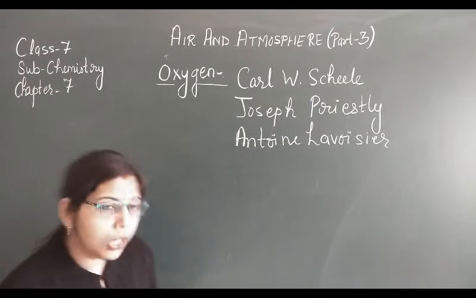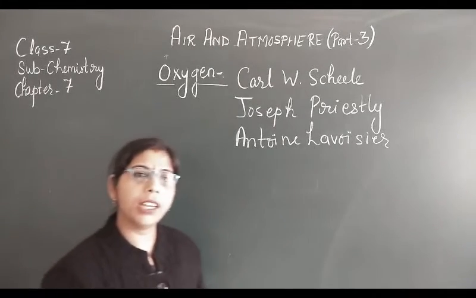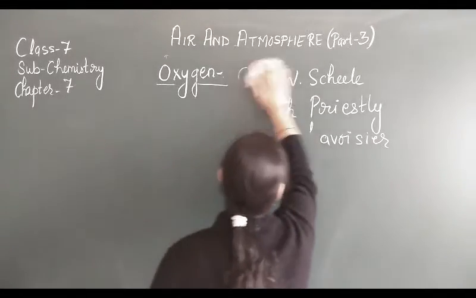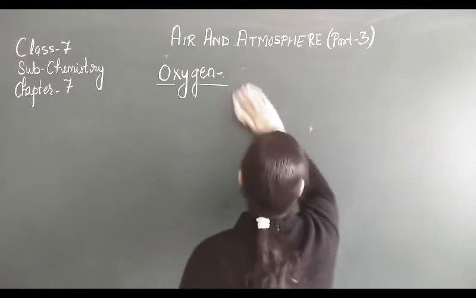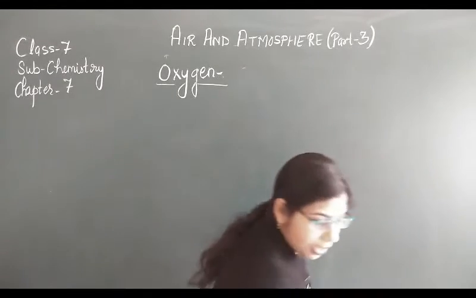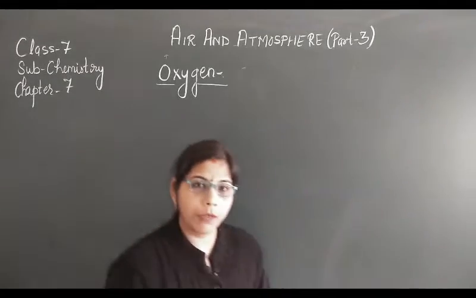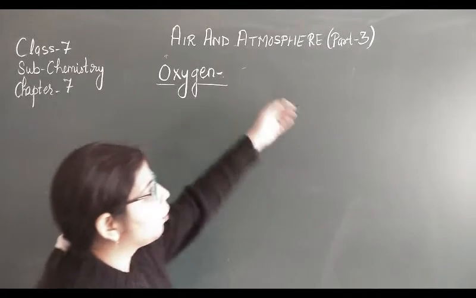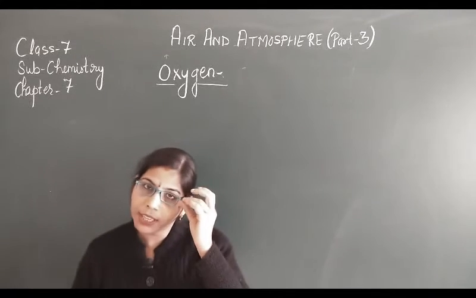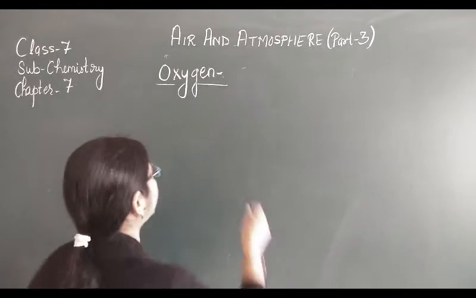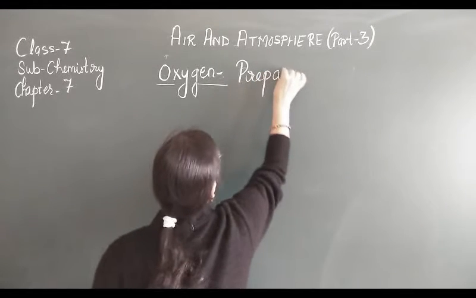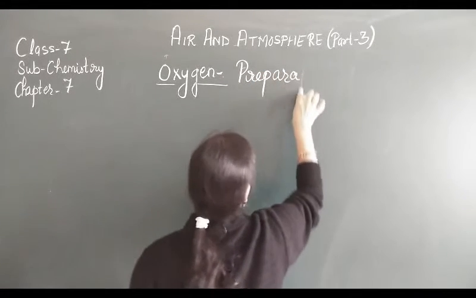Now as I told you, it is present in the atmosphere in the free state as well as in the combined state. If I discuss the combined state, it is present in water, sulfides, nitrites, oxides, so different forms are there. So let us see the preparation of oxygen, how oxygen is prepared.